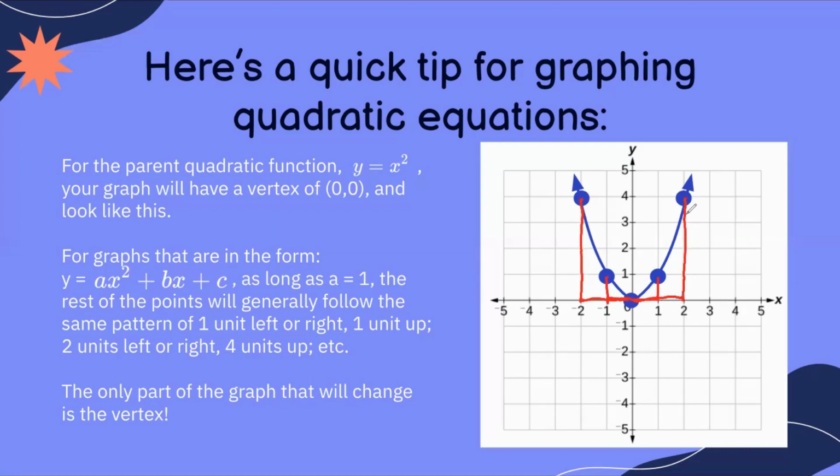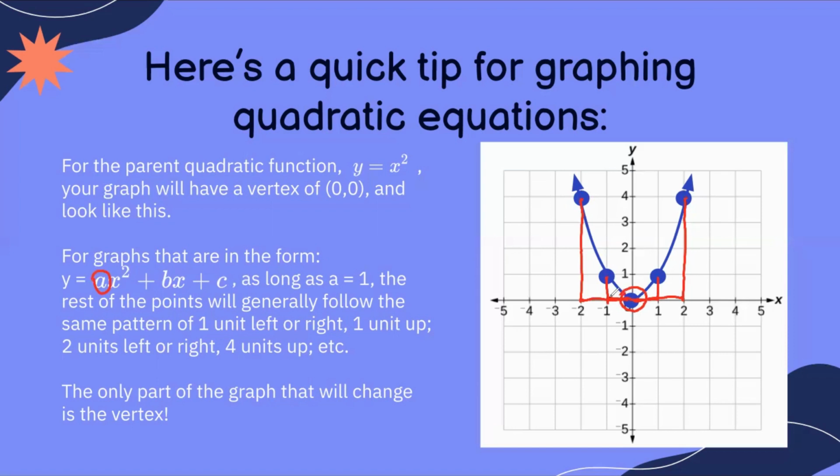So since we are working with graphs that have 1 for their a value, meaning that there's no other value other than 1 in front of our x squared, as long as a equals 1, the rest of the points will generally follow this same pattern of 1 unit left or 1 unit right and 1 unit up, and then 2 units left or right, and then 4 units up, etc. The only part of the graph that will change is this vertex point right here.